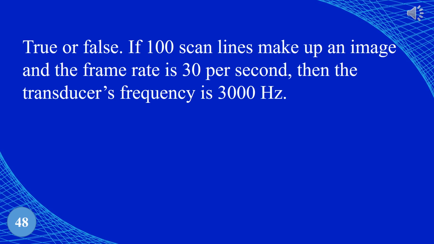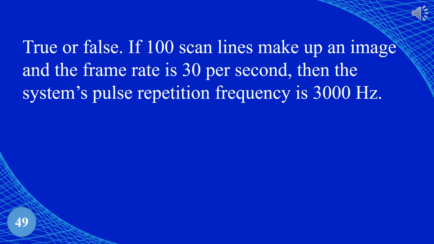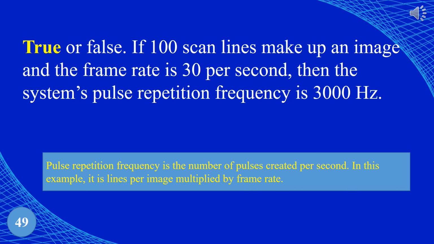True or false? If 100 scan lines make up an image and the frame rate is 30 per second, then the transducer's frequency is 3000 Hz. The answer is false. A transducer's frequency is independent of the characteristics of the image that it creates. True or false? If 100 scan lines make up an image and the frame rate is 30 per second, then the system's pulse repetition frequency is 3000 Hz. True. Pulse repetition frequency is the number of pulses created per second. In this example, it is lines per image multiplied by the frame rate.